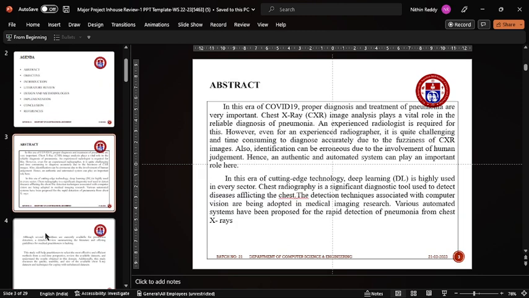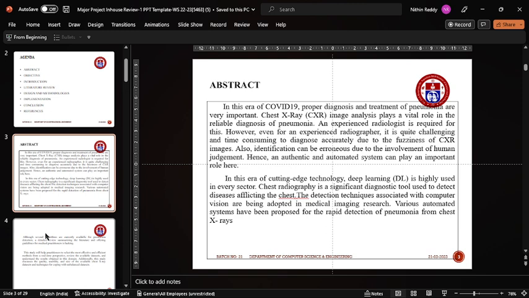Abstract. In this era of COVID-19, proper diagnosis and treatment of pneumonia are very important. Chest X-ray image analysis plays a vital role in the reliable diagnosis of pneumonia. An experienced diagnostic radiographer is required for this. However, even for an experienced radiographer, it is quite challenging and time-consuming. Hence, an authentic and automated system can play an important role here.